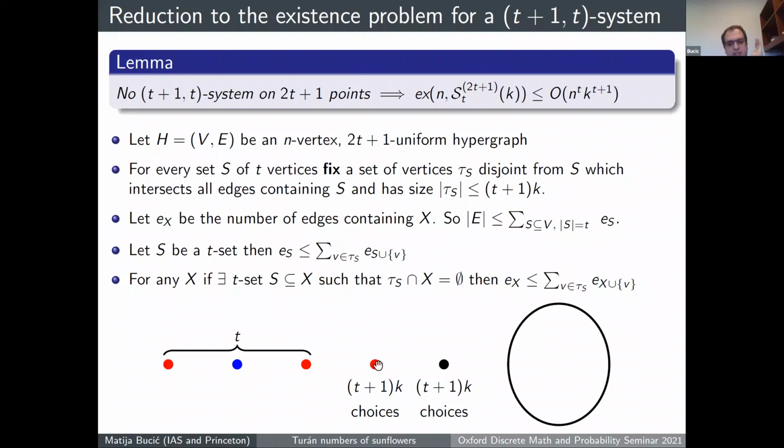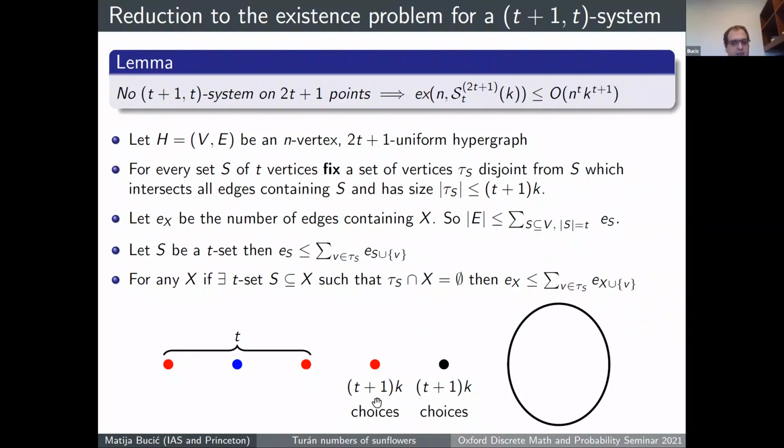bound. Because in every step, we are branching in at most this many steps. Maybe some branches die down, but that's only helping us in some sense. And in total, we do this t plus 1 many times. So we have n choose t choices for the first t element sets, t plus 1 times k for every one of the remaining t plus 1 vertices. This is how many branches you get.